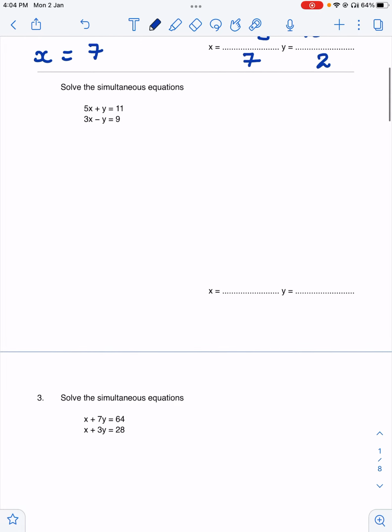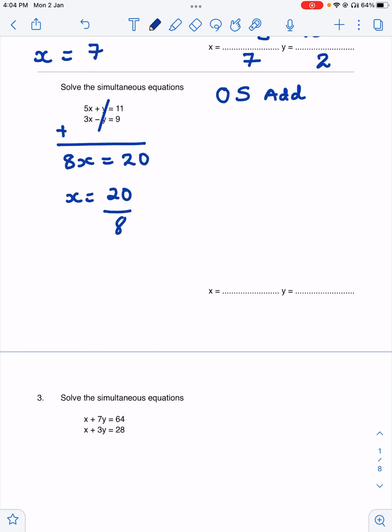Let us look at the second question, how it is different from the first one. Here you can see the values of y are the same, but the signs are opposite. So remember the second rule: opposite sign, we always add. That means no change of sign takes place. We just add it as it is. So I get 5x plus 3x gives me 8x, plus y minus y gets cancelled. 11 plus 9 gives me 20. So x is equal to 20 upon 8. x is equal to 2.5.